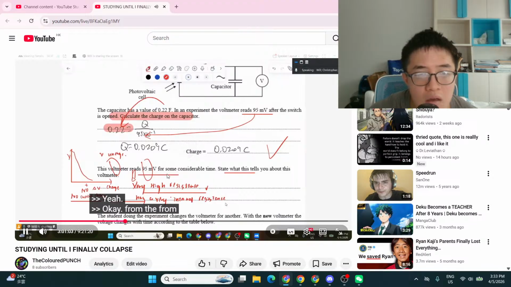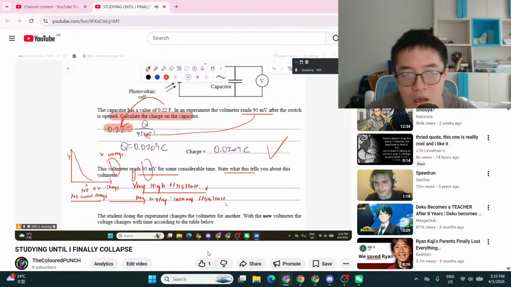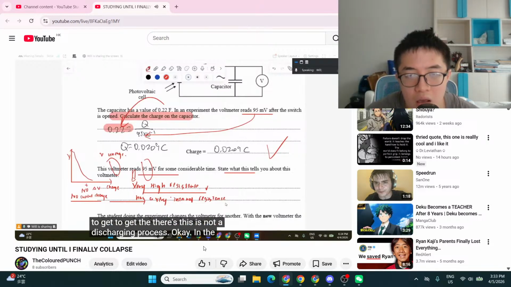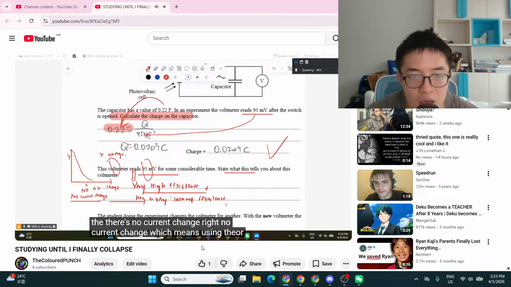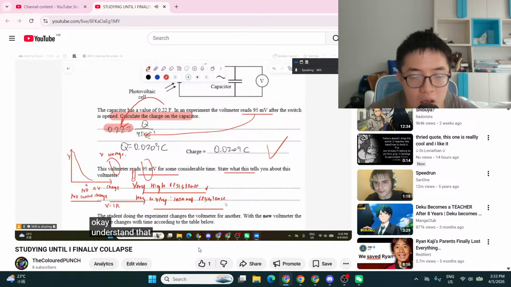Okay, so we use the potential unchanged. This is not a discharging process. In the not discharging process, that means there's no current change, right? No current change, which means using Ohm's law, no potential change, no current change, which means that we have a very high internal resistance. Understand that?